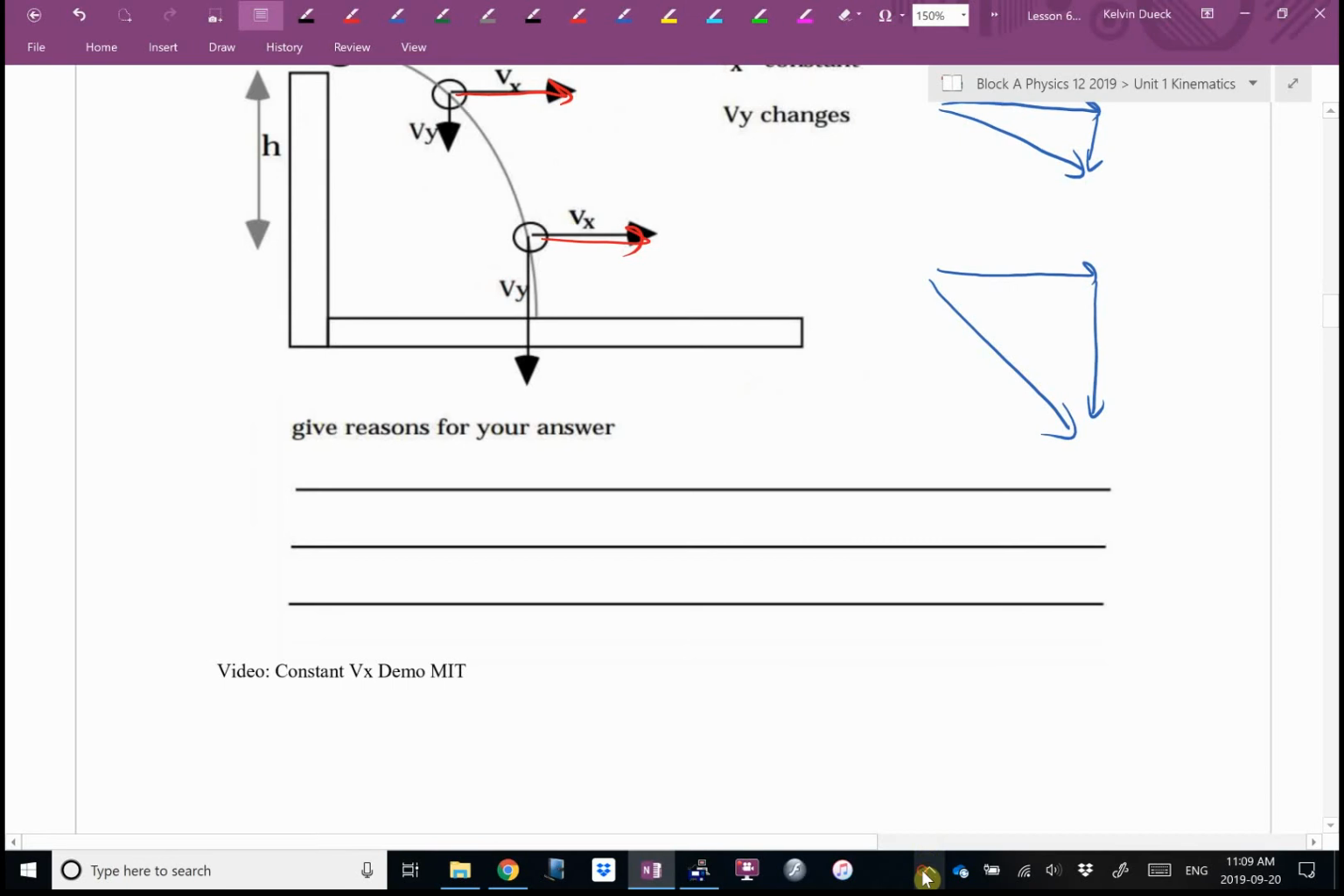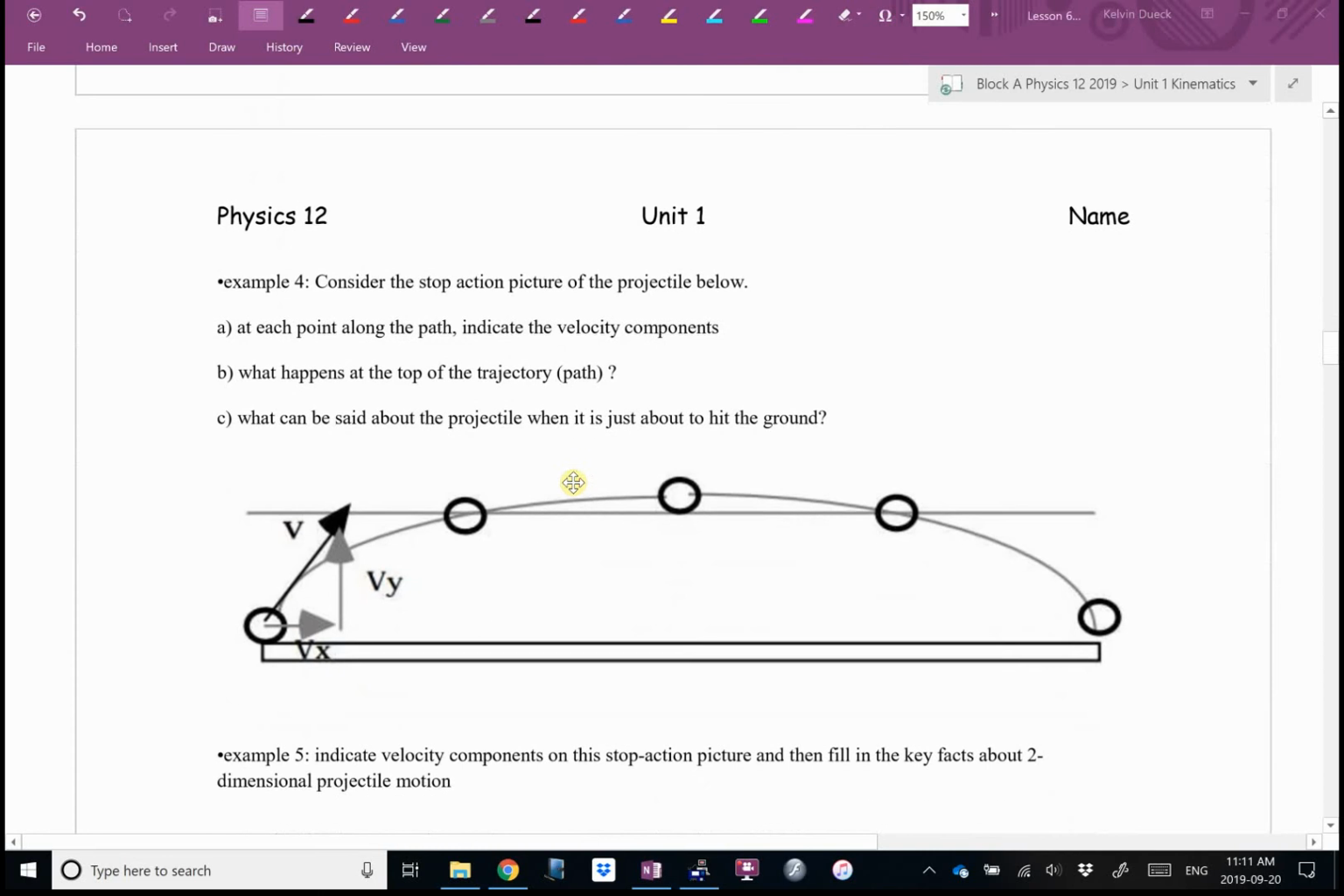Ben asked a good question. Put your pencils down, look up. It says give reasons for your answer here. I'm not going to worry about that. Instead, look at example 4.